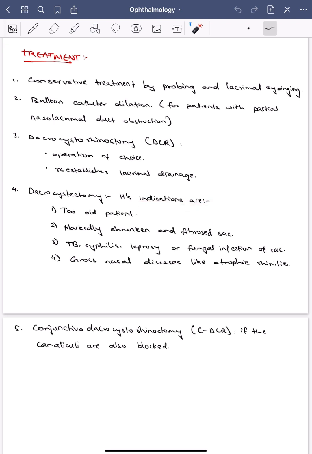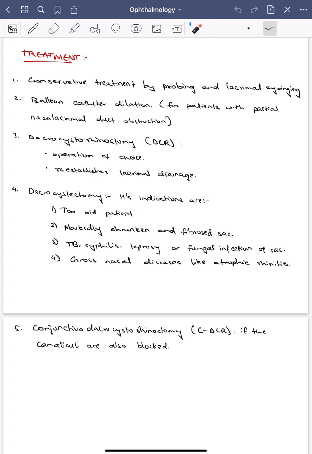Now the 4 indications are when the patient is too old. Second is a markedly shrunken and fibrosed sac. Third is the presence of infections like tuberculosis, syphilis, leprosy, or fungal infection of the sac. And fourth is gross nasal diseases like atrophic rhinitis. So DCR is the operation of choice, and dacryocystectomy is indicated in the following cases: number 1, old patient; number 2, markedly shrunken and fibrosed sac; number 3, infections like TB, syphilis, leprosy, and fungal infection; and fourth is gross nasal diseases like atrophic rhinitis.